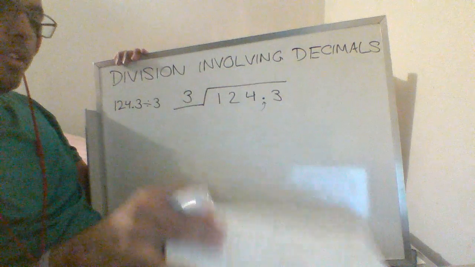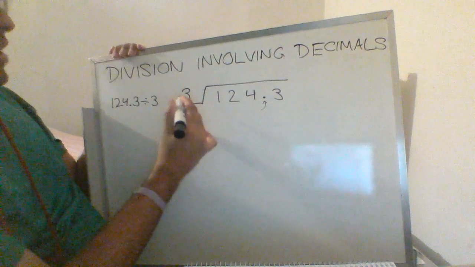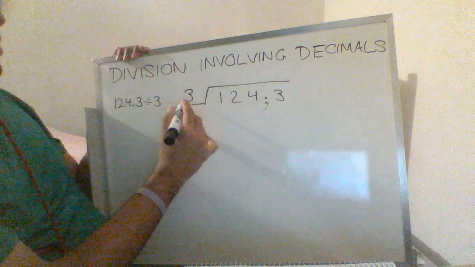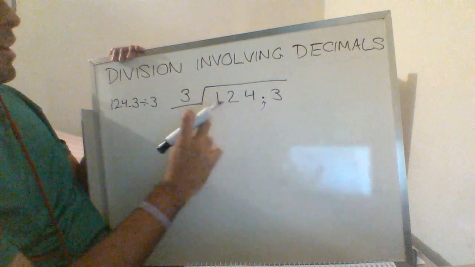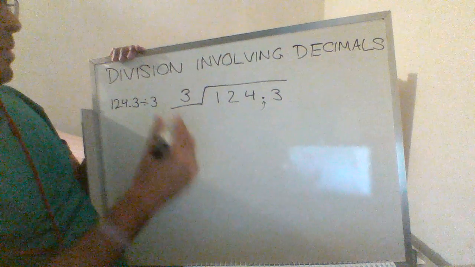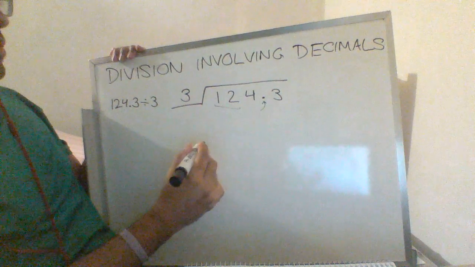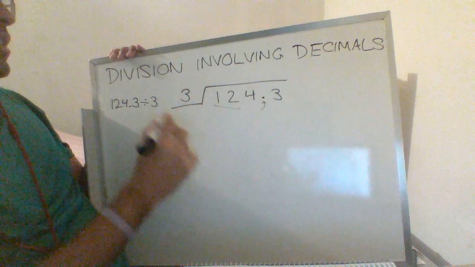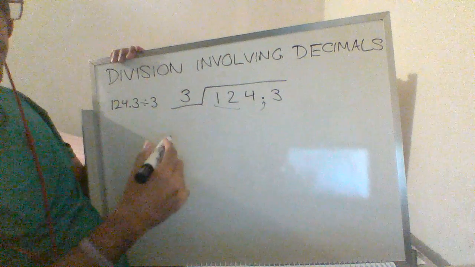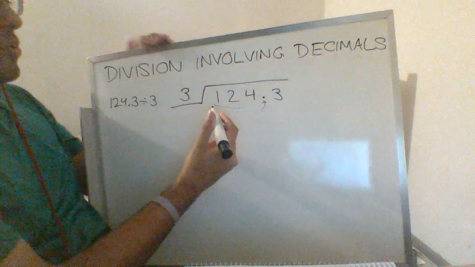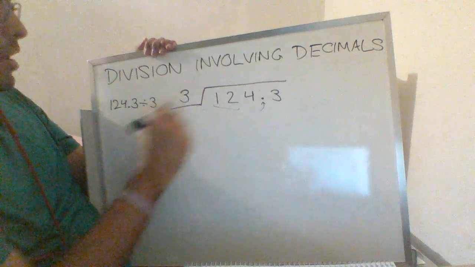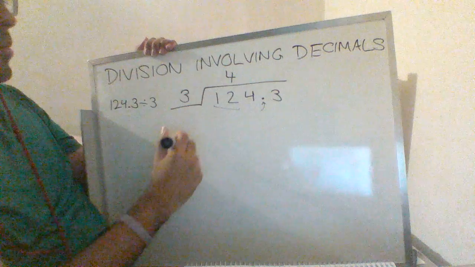So what we'll do here is we start the same way that we always do. So we ask ourselves, how many times does 3 go into 1? And obviously 3 doesn't go into 1, so we move on and we consider this 12 here. We consider the next digit. So we ask ourselves, how many times does 3 go into 12? And so 3 goes into 12 4 times, right? So we put the 4 up top.